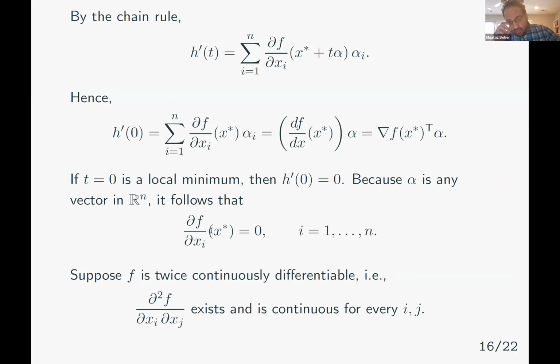Now, suppose f is twice continuously differentiable, which means that the partial derivative of f with respect to xi times the partial derivative of f with respect to xj exists and is continuous for every i and j. That's what it means.